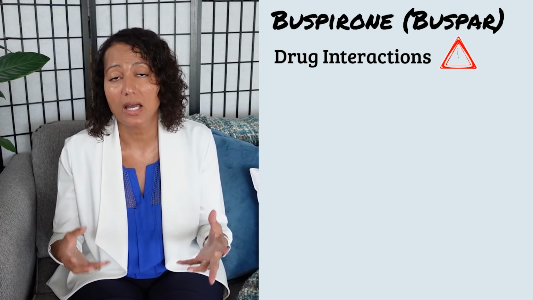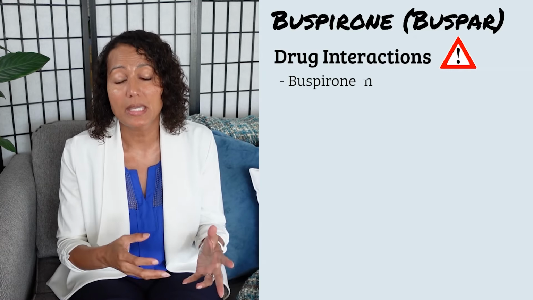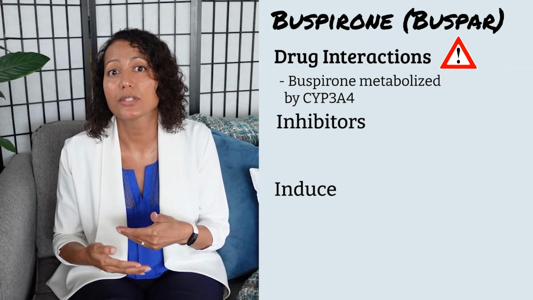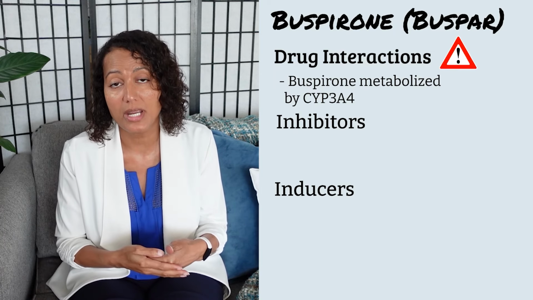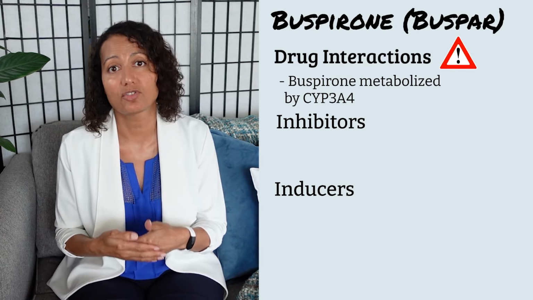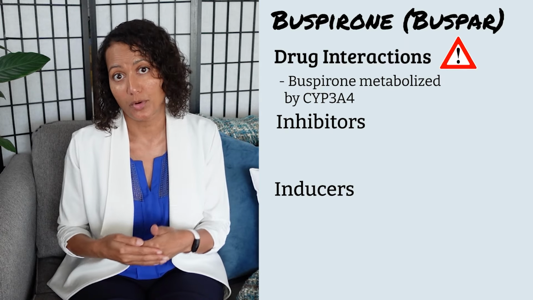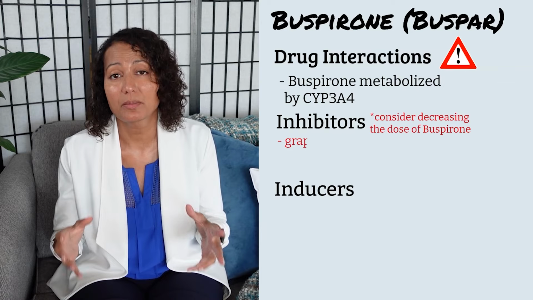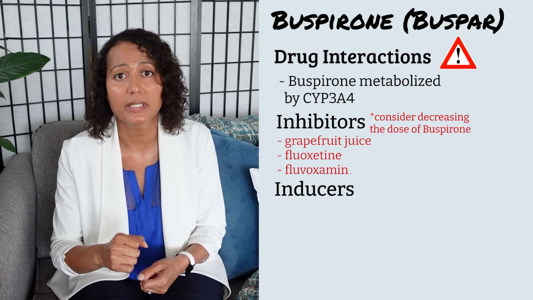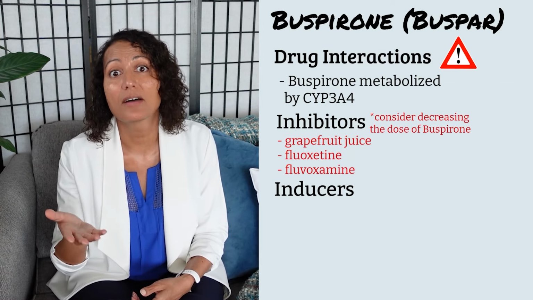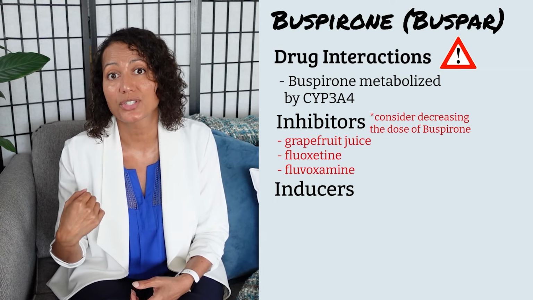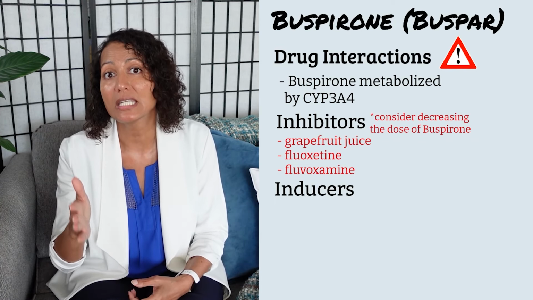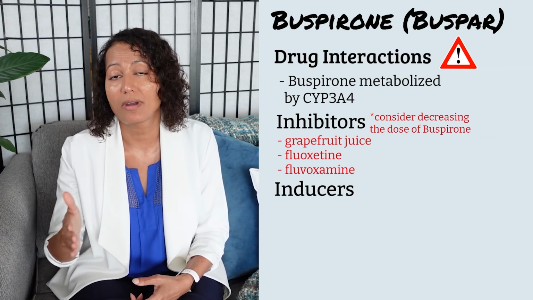Now, when we're talking about drug interactions, the main thing you need to know is that Buspirone is metabolized by the CYP3A4 system. So any inhibitors or inducers of that substrate are going to require dosing adjustments for Buspirone. So with the inhibitors, it's going to inhibit the metabolism of the medication, so it's going to slow it down, making you have higher levels of Buspirone in your system, meaning you would require lower dosages and maybe even need less dosages throughout the day.